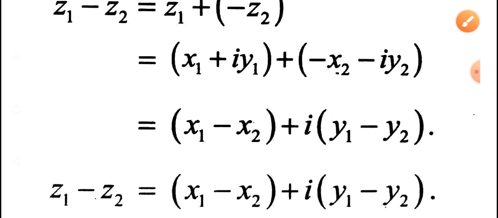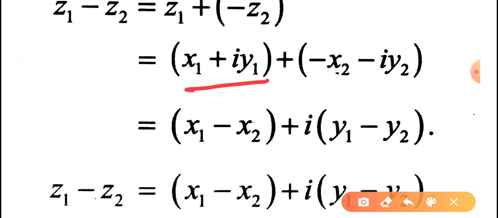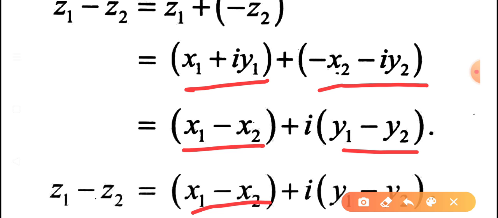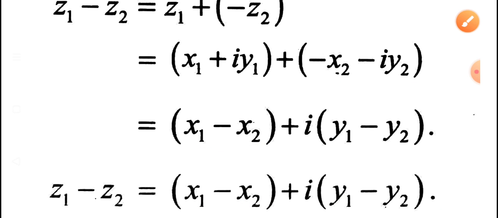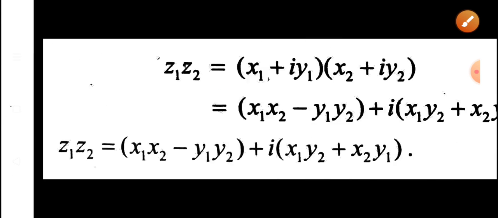Once again listen. Subtraction of two complex numbers. First we write z1. Next we write minus z2. We add the real parts and imaginary parts of the two complex numbers. We get the answer x1 minus x2 plus i into y1 minus y2. Okay, do you understand? Okay.